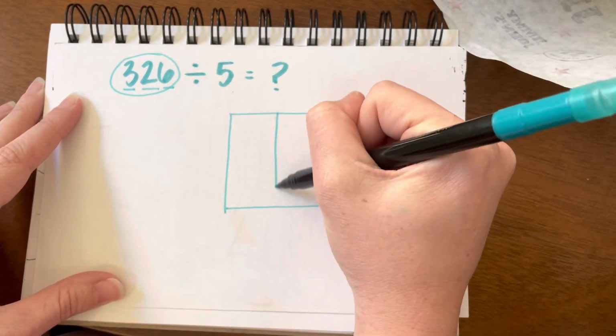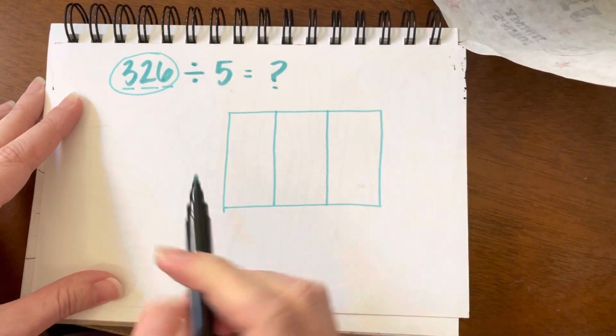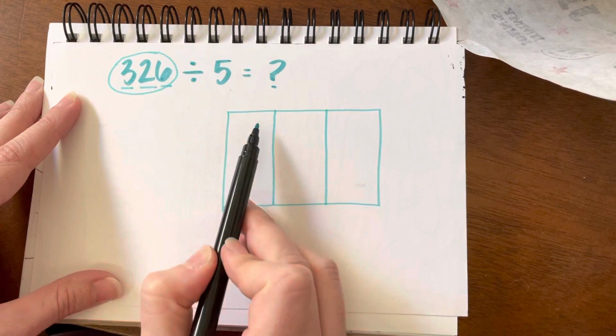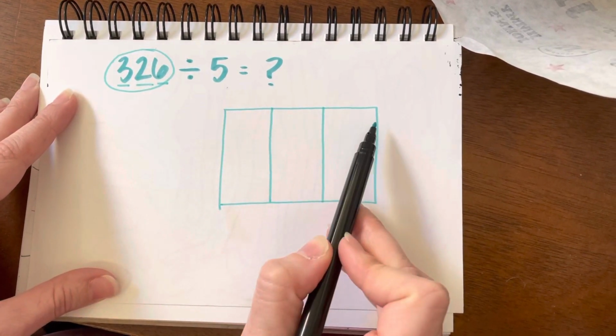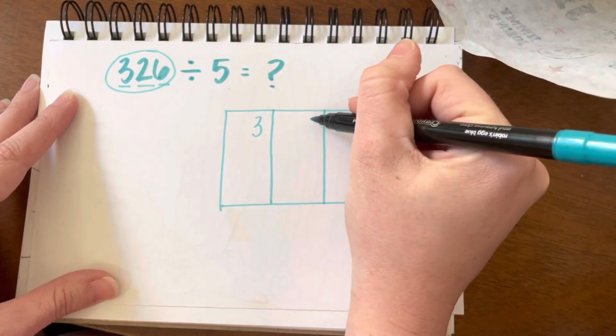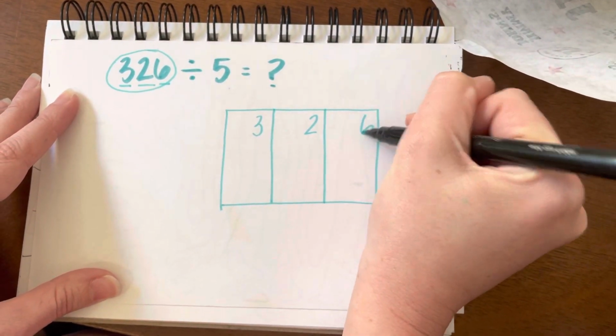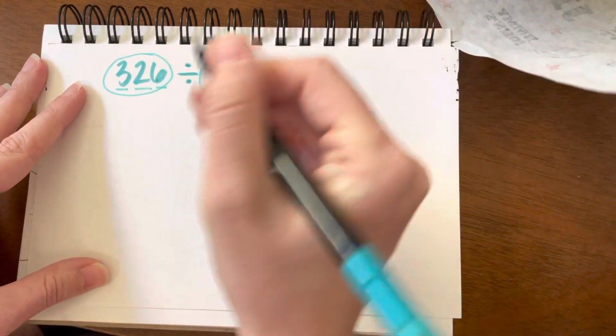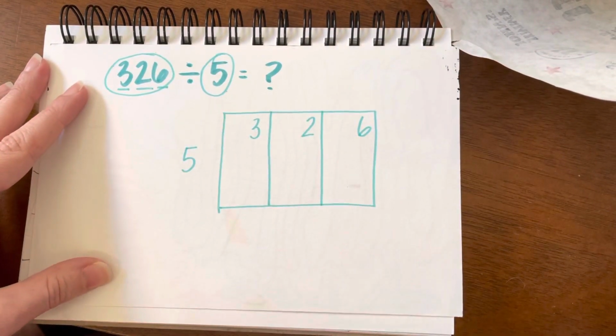So I'm going to draw 1, 2 lines, and then I'm going to take each digit from the dividend and put it at the top right corner of the box, 1 digit at a time. So the 3 goes up here, the 2 goes up here, and the 6 goes over here. Then I'm going to take my divisor, which is 5, and put it on the outside.